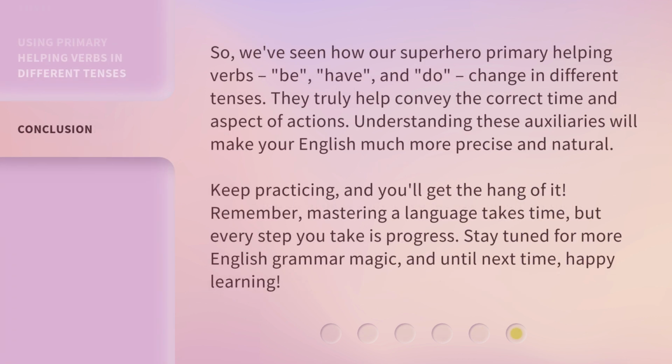So, we've seen how our superhero primary helping verbs, be, have, and do, change in different tenses. They truly help convey the correct time and aspect of actions. Understanding these auxiliaries will make your English much more precise and natural. Keep practicing, and you'll get the hang of it.